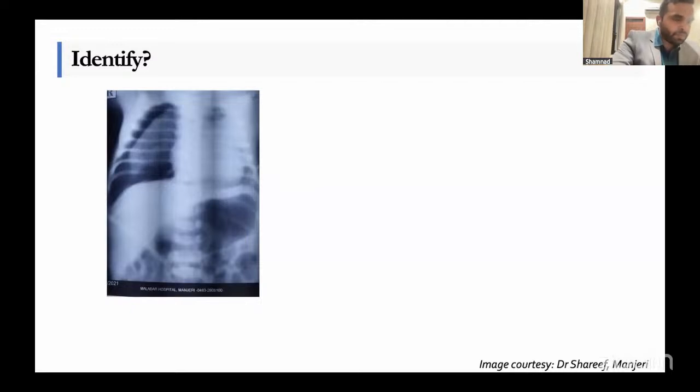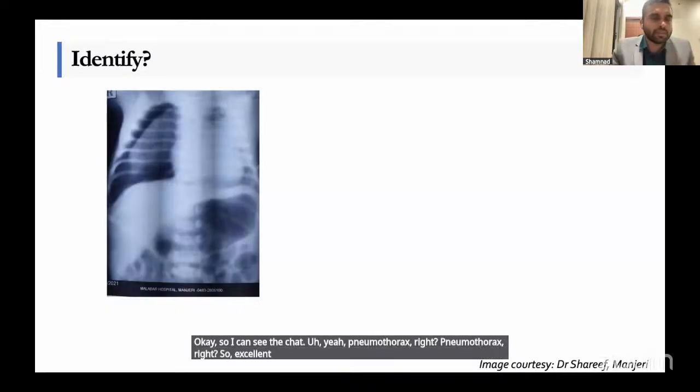Okay, so I can see the chat. Yeah, pneumothorax right, pneumothorax right. So excellent. This is actually a straightforward X-ray where you can see the collapsed lung margin on the right side.